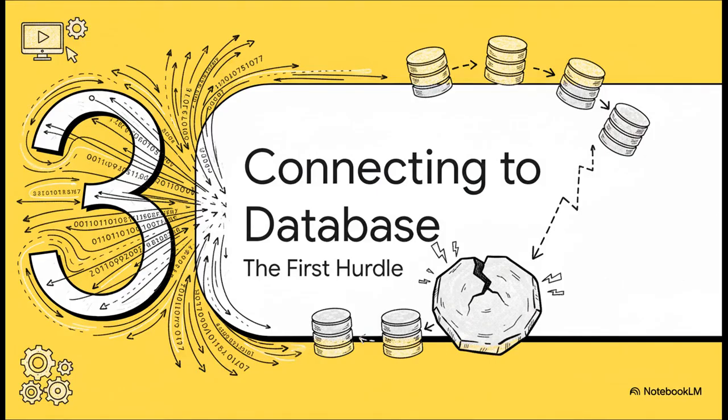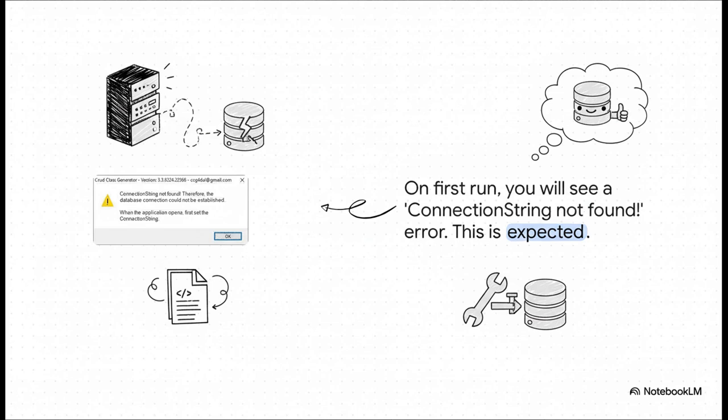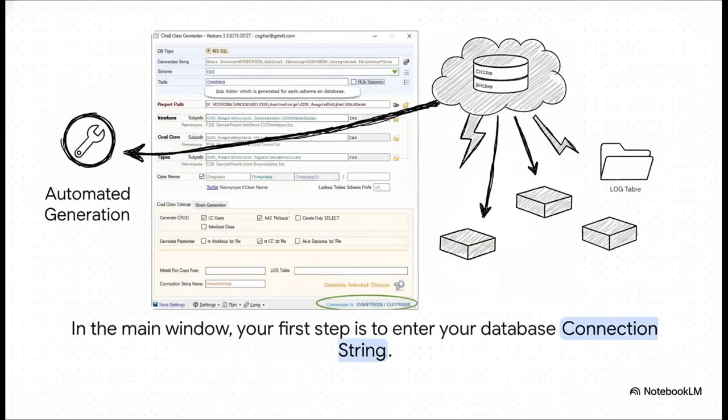Okay, CCG is installed. Now let's fire it up. When you launch it for the very first time, you're going to hit a tiny little roadblock. But don't worry, it's supposed to be there. You'll see this pop-up that says connection string not found. And your first thought might be, oh no, did I break it already? But nope, you did everything right. This is totally normal. The app is just letting you know that, hey, I need you to tell me where your database is. After you click OK on that message, you'll see the main screen.